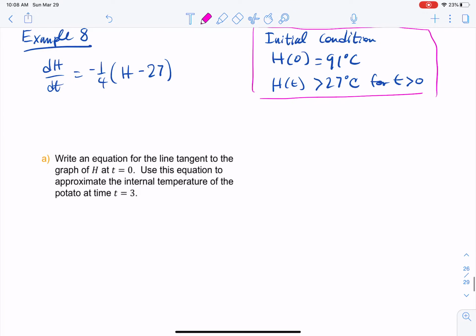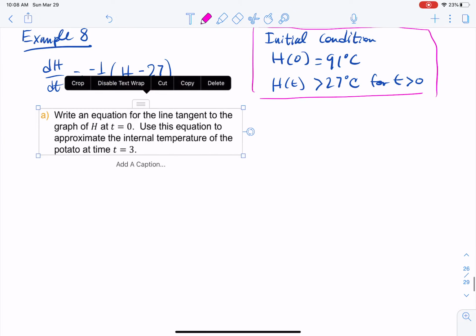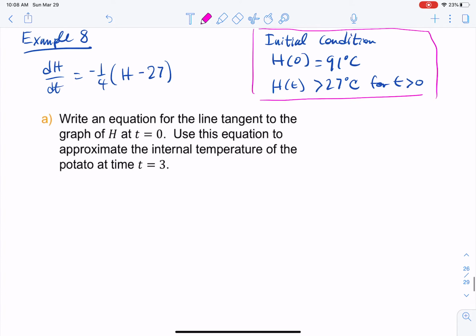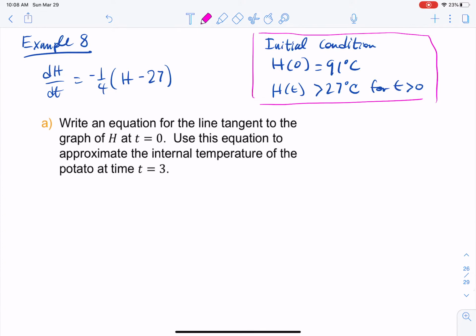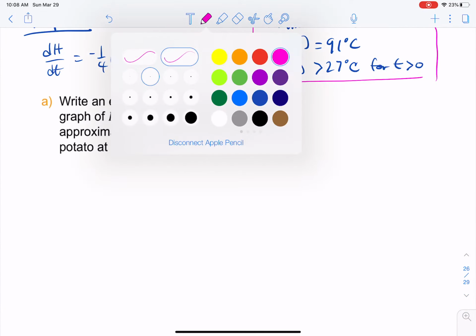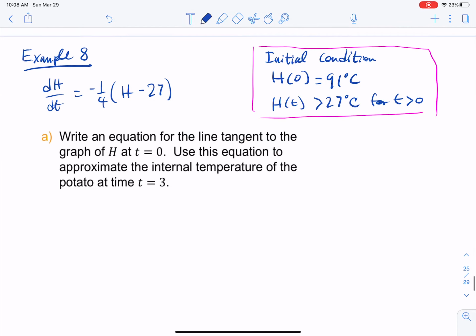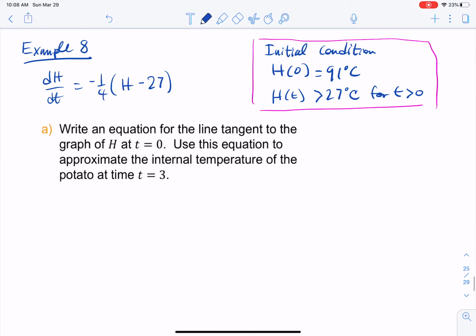Okay, so let's go ahead and tackle part A. We're going to write the equation of a tangent line. To write the equation of a tangent line, we just need two pieces of information. We need a slope and we need a point. All right, we already have our point. It's given to us right here. We just need the slope at that particular point, which is what the differential equation is for.